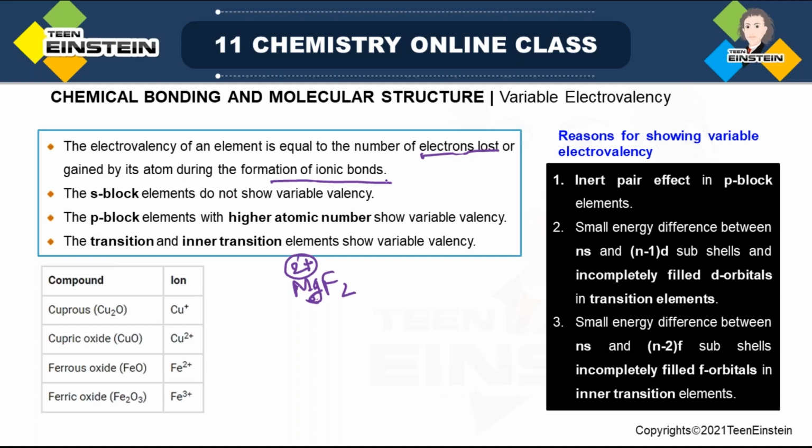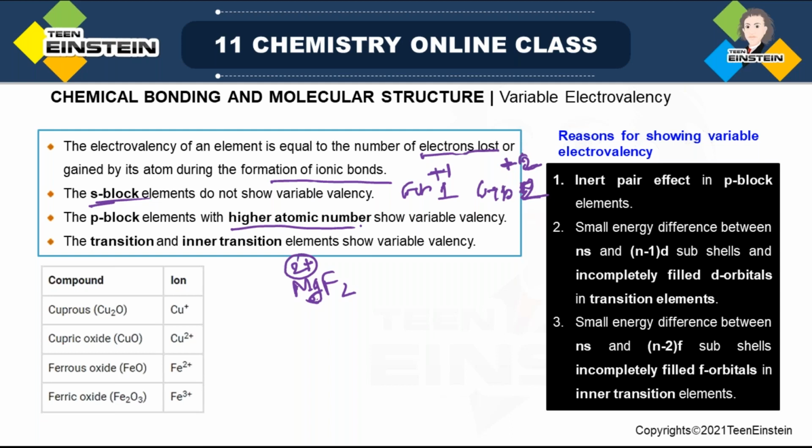Now, S block elements: Mg is basically S block, group number 2 alkaline earth metal. S block elements means basically group 1 alkali metals and group 2 alkaline earth metals. For group 1 and group 2, you will not find any variable valence. It is always fixed. The oxidation state for group 1 is always +1, and for group 2 it is always +2. It is never variable.